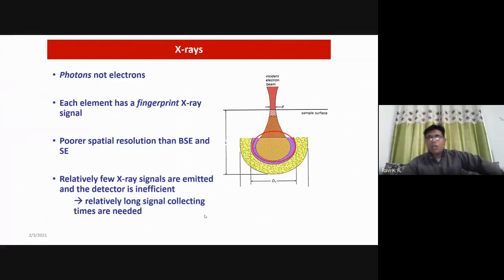Okay. So we have seen in a scanning electron microscope, when you have this sample, you have an incident electron beam. This electron interacts with the sample. That's what we have seen: the focused electron beam comes and you start seeing an interaction volume.